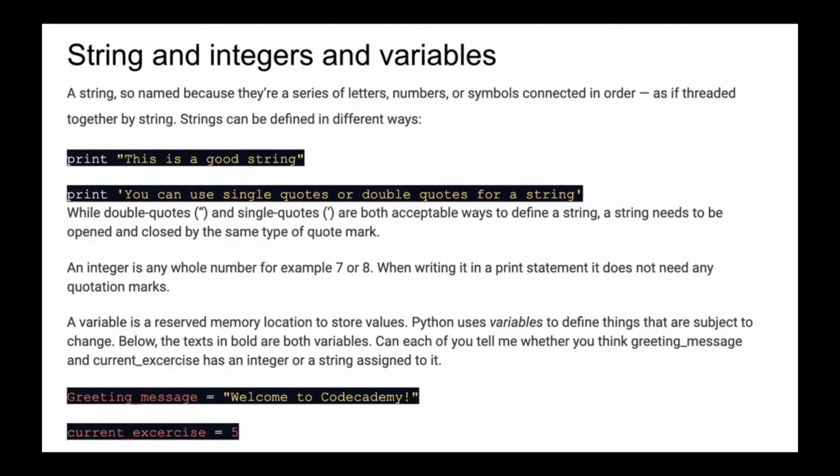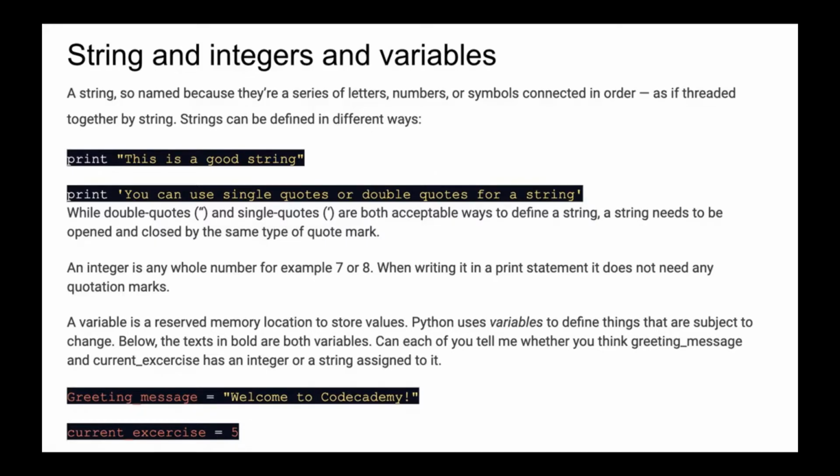So string, integers, and variables. A string is named because there are a series of letters, numbers, or symbols connected in order, as if threaded together by a string. So strings can be defined in different ways. I wrote two statements there. One is print double quote, this is a good string, and the second one is print single quote.